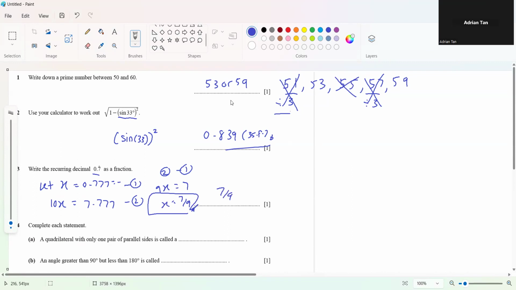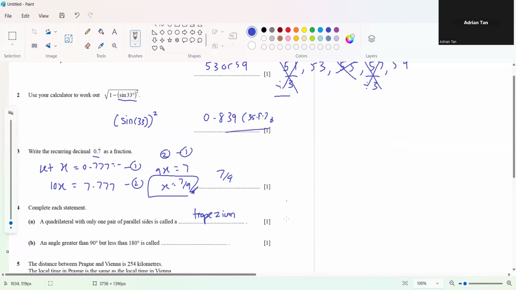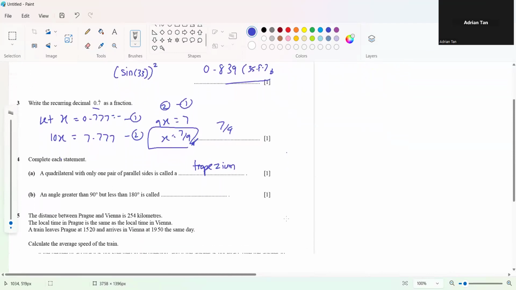So for number 4, A, a quadrilateral with only one pair of parallel sides is called a trapezium. So only trapeziums can have this. The rest usually have 2 sets, with the exception of the kite. The kite doesn't have any parallel sides at all.